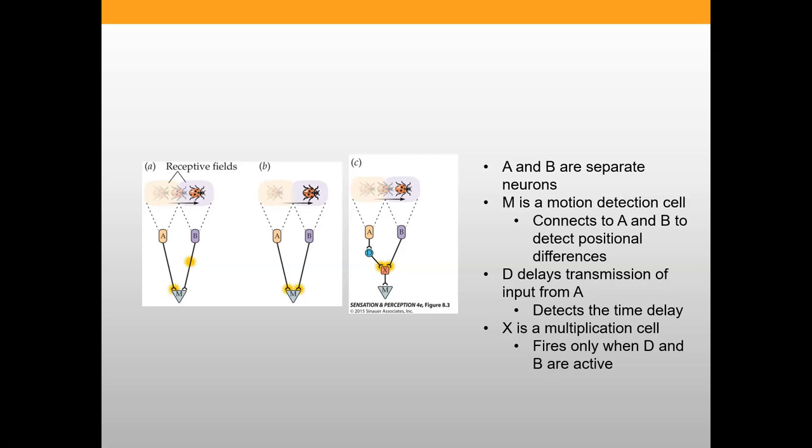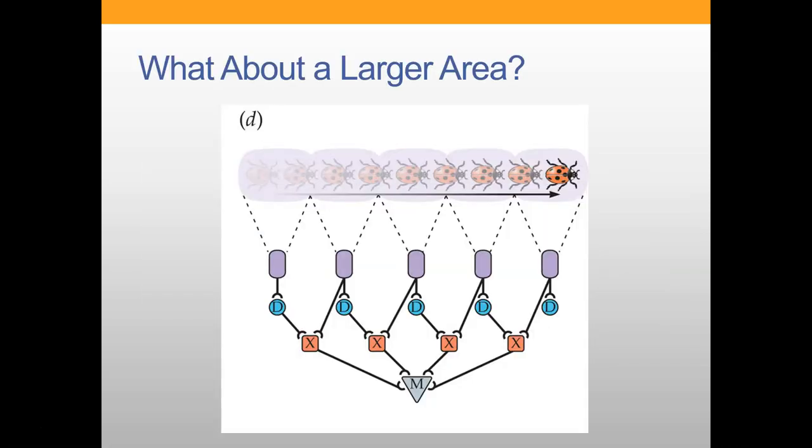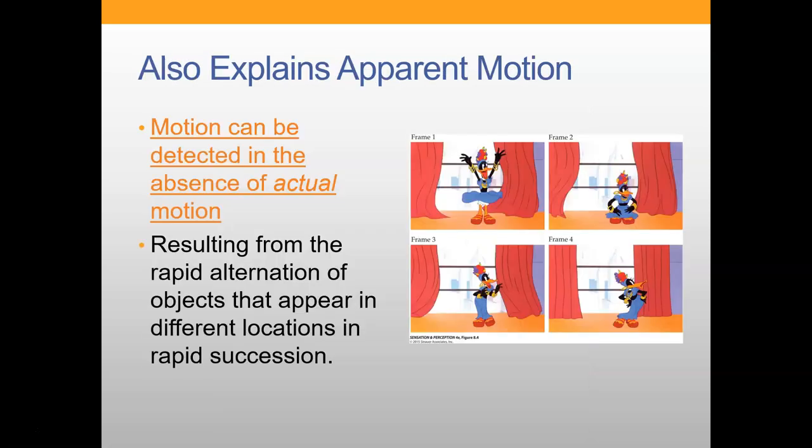Now, I realize that that's kind of dense, so let's get into a little bit more fun. Ideally, too, these could map over a larger area throughout the visual field so that we are looking at smooth motion through our entire visual field. Now, this also potentially explains apparent motion.